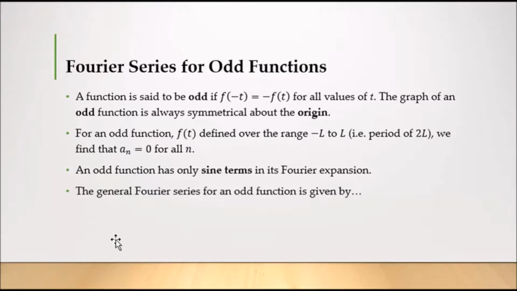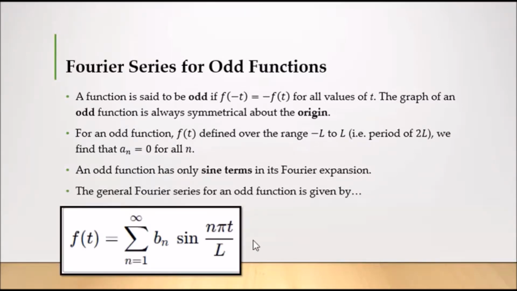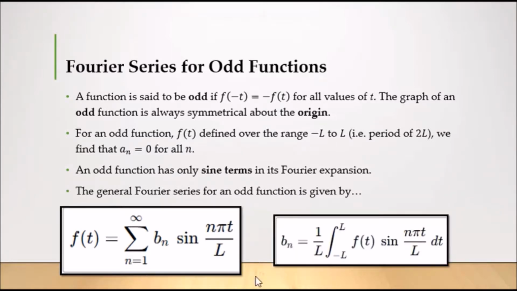So the general Fourier series for an odd function is given by, and now take note, f(t) equals the summation from n equals 1 to infinity of bn times sine(n pi t over L), where L is half the period. And bn is also equal to this integral: 1 over L, 1 over the half period, times the integral over the total period 2L, or L to minus L, of the function that you're observing, times sine(n pi t over L).